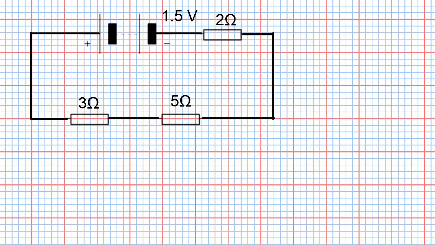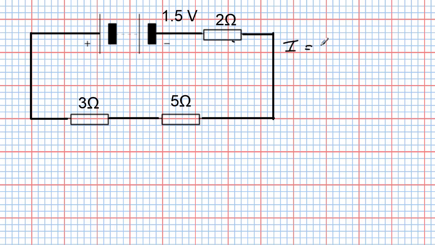And that means the resistors are connected in series, even though that 2 ohm one looks above the 3 ohm and 5 ohm. But if you trace it through, all the resistors come one after the other, and it's a series circuit. So our first step to find the potential difference across each resistor is to find the total current flowing through the circuit. And to do that, we can use Ohm's law.